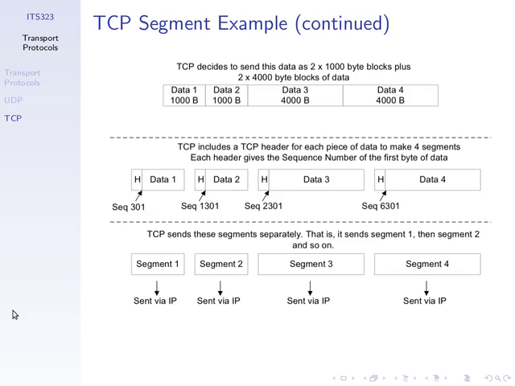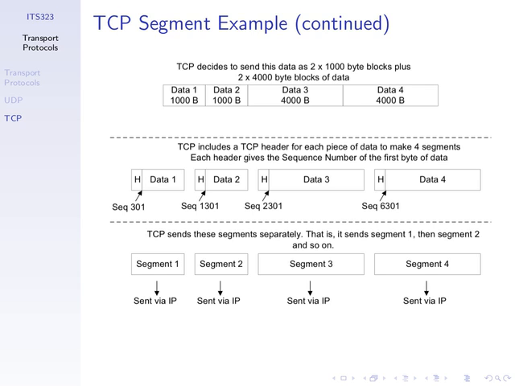Continuing on this diagram, so that's what we have at the top. Now TCP creates the segments, and a TCP segment contains data plus a header. So we take those 4 blocks of data and create 4 TCP segments shown here. H means header, and the data: the first 1,000 bytes, a header with the second 1,000, a header with the 4,000 bytes, and a header with the last 4,000 bytes. So we're going to have 4 TCP segments to send in this case.